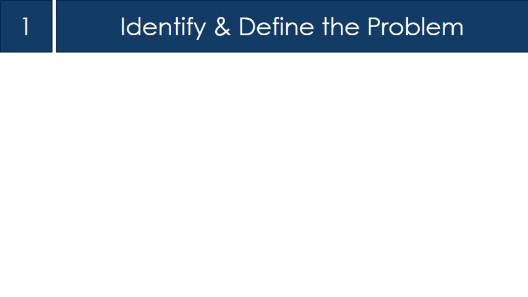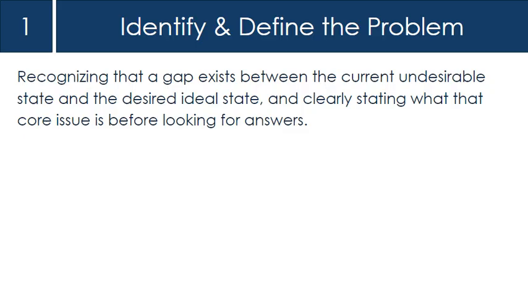Now let's get into the corrective and preventive action plan process. Step 1. Identify and clearly define the problem. A CAPA cannot be effective if the problem is poorly defined. Identifying and defining a problem means recognizing that a gap exists between the current undesirable state and the desired ideal state, and clearly stating what that core issue is before looking for answers. Avoid vague statements. Instead, define the problem using objective information.